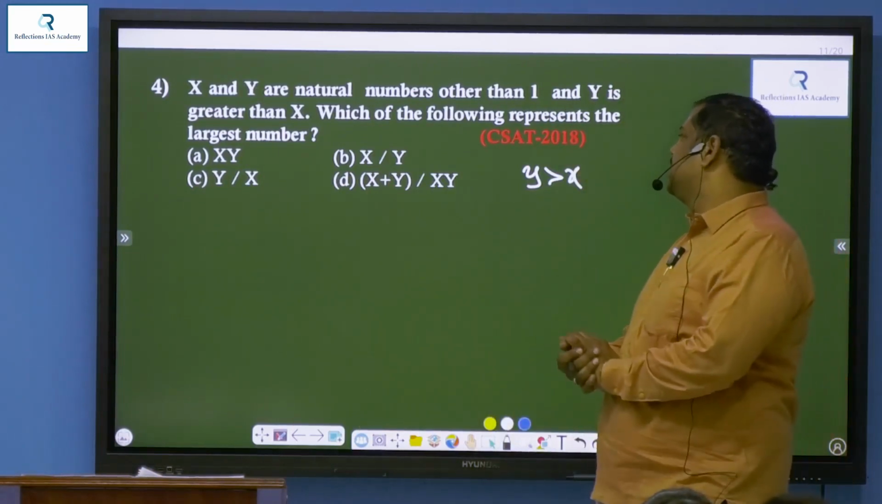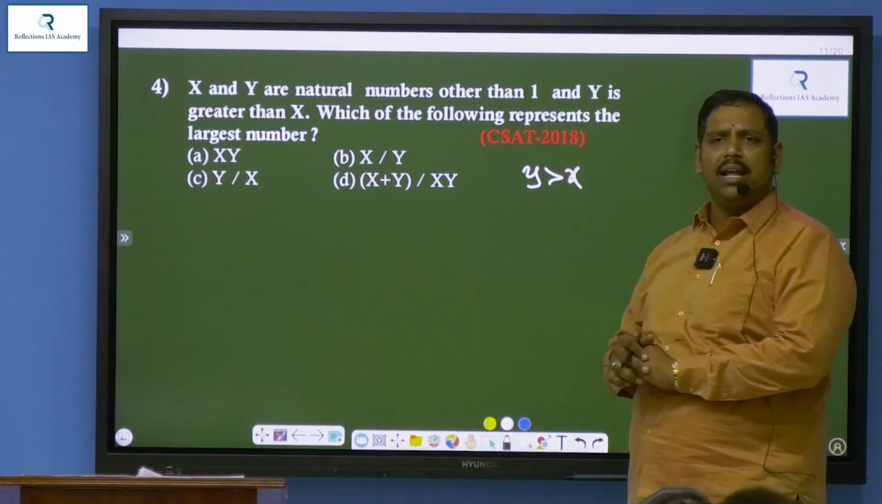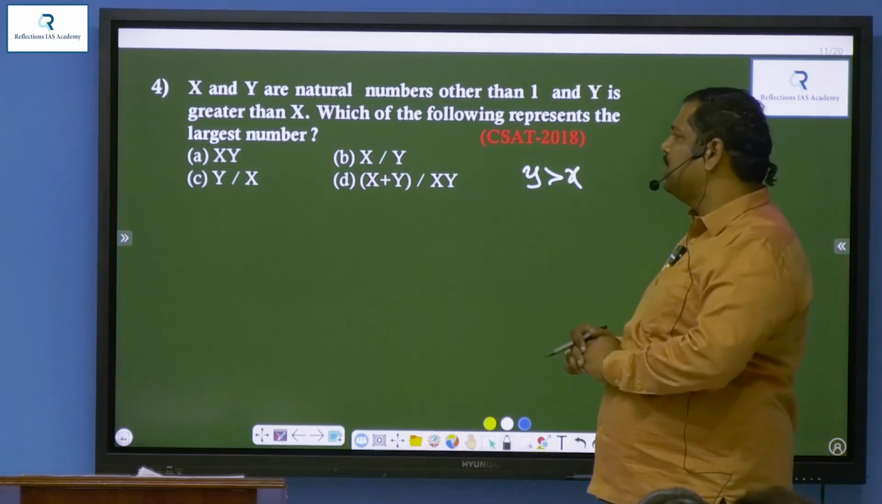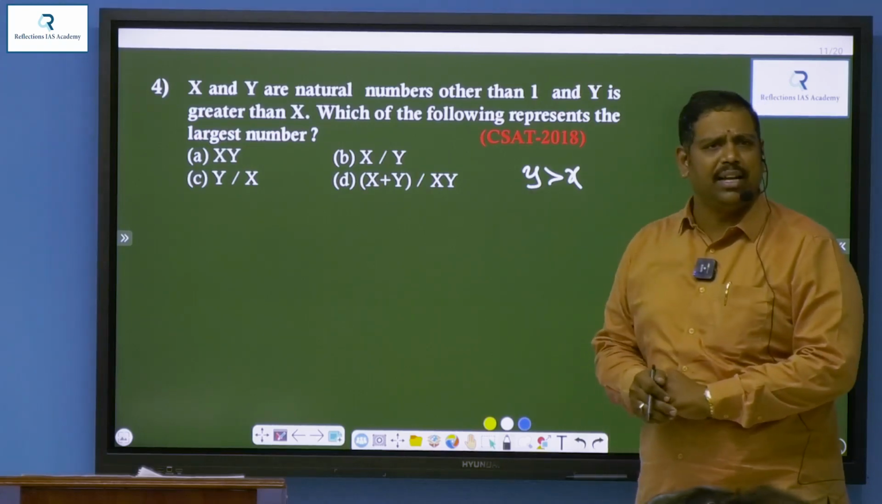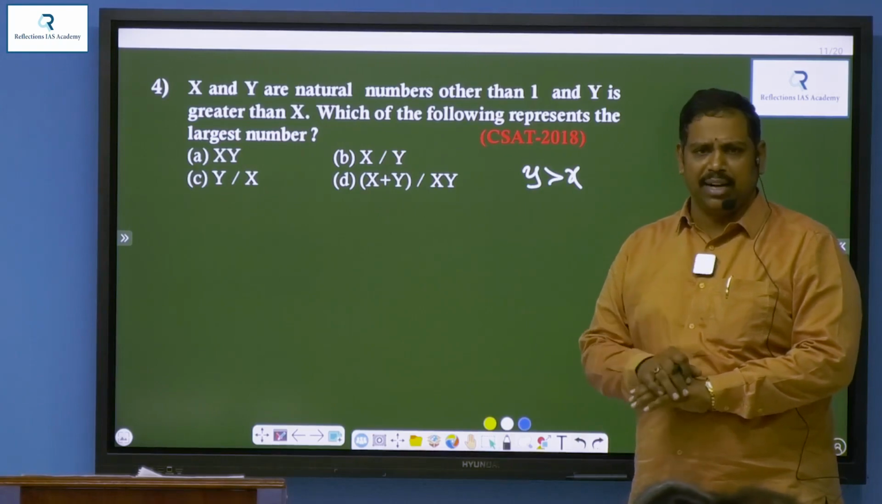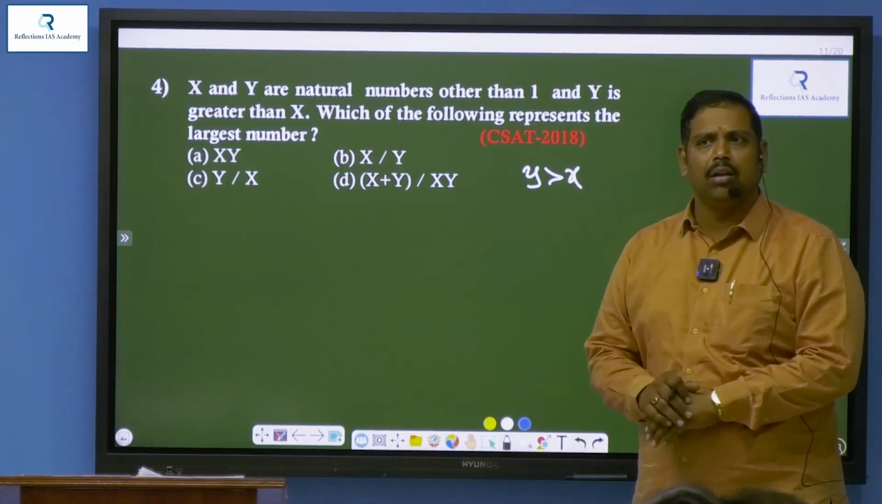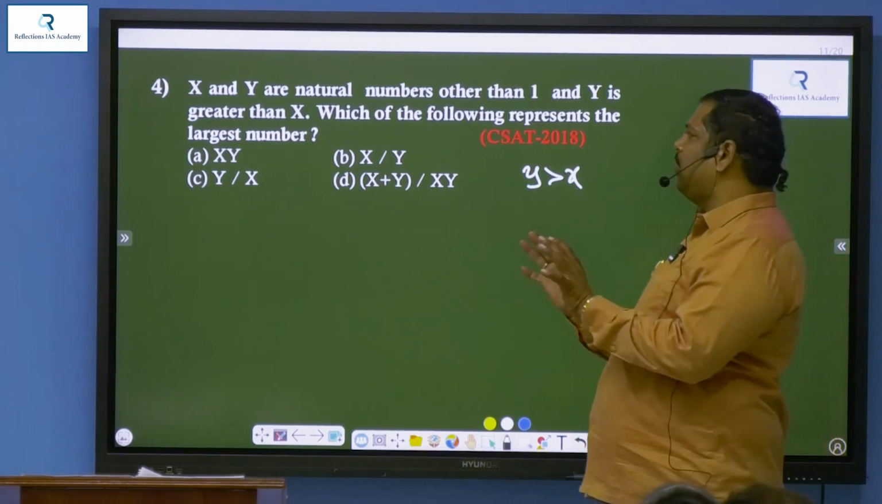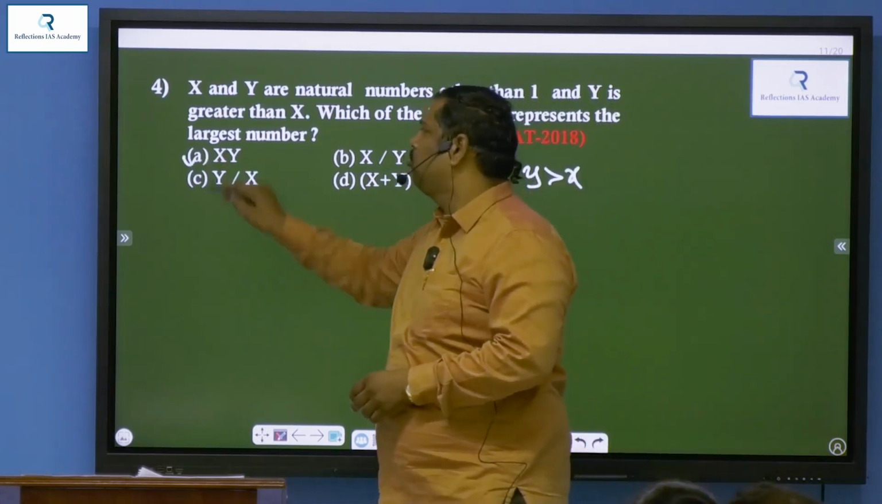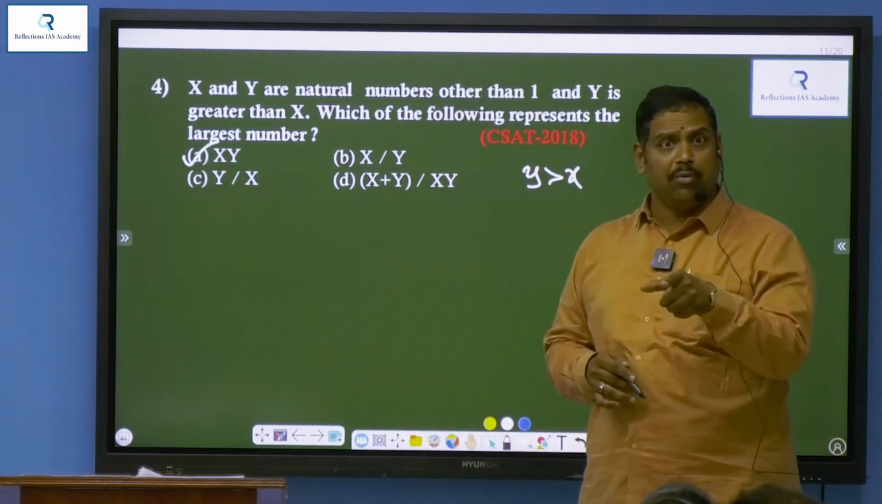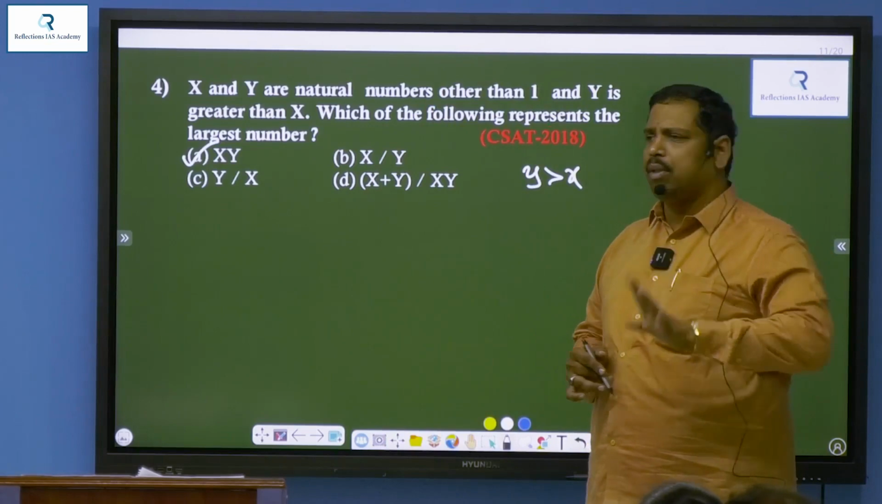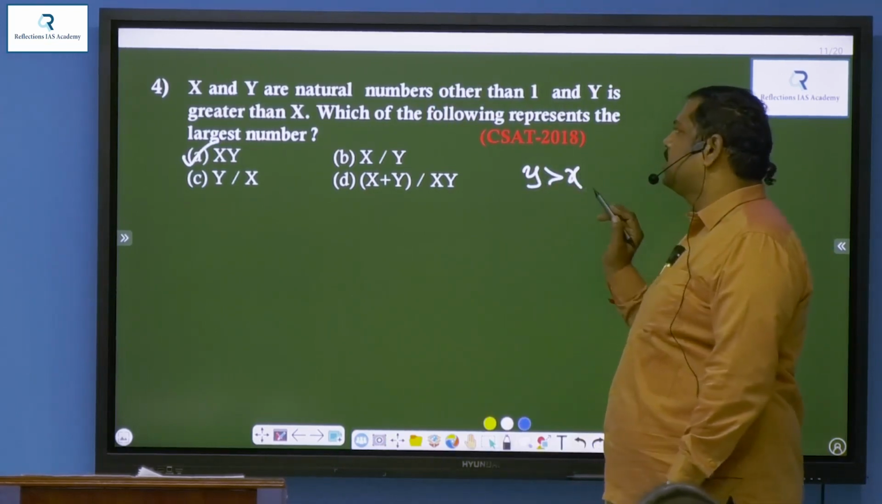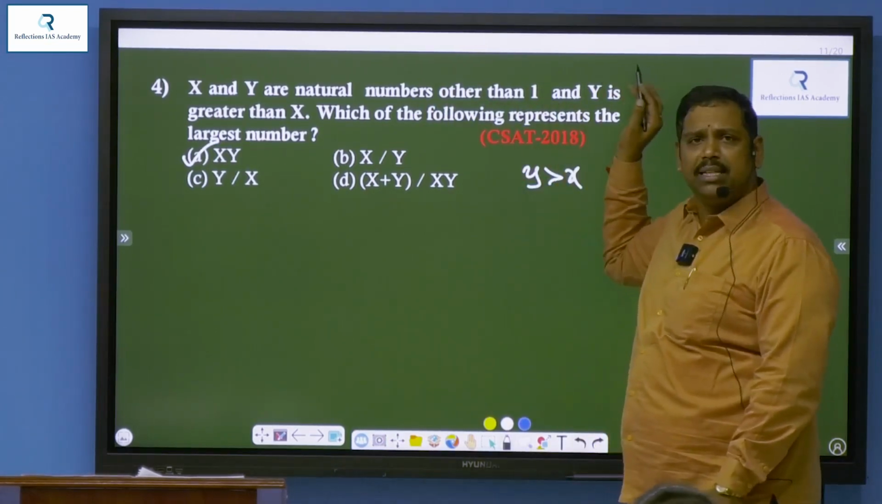What you have to think is y greater than x. Greatest value means, in general, multiplication will be greatest, or other than multiplication will be greatest? In general, multiplication. So by default, your brain says that this is the greatest, yes or no? Okay, but I want to confirm. Y is greater than x and none of the numbers is 1.